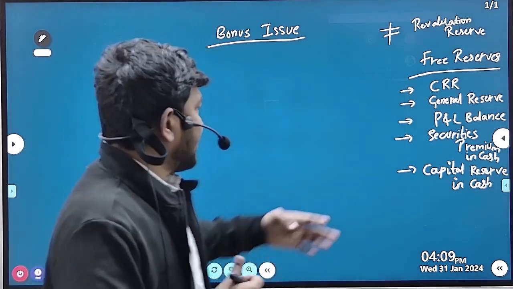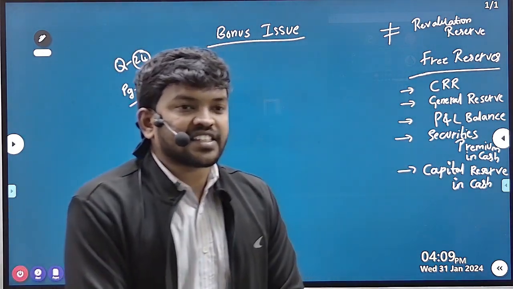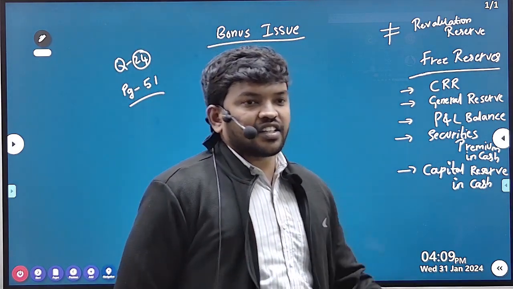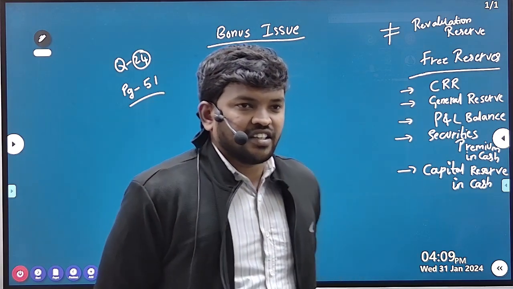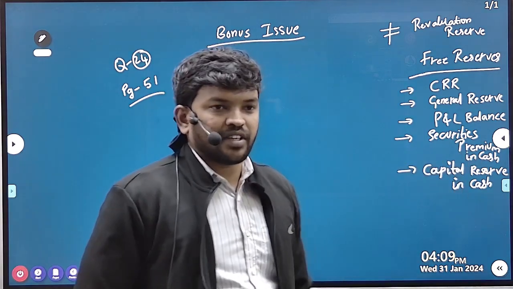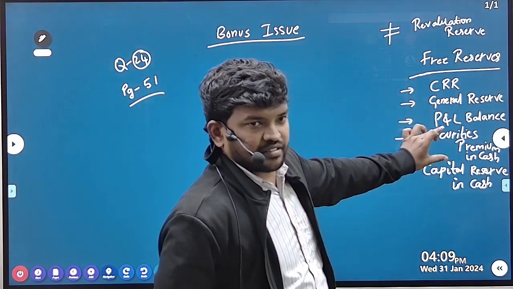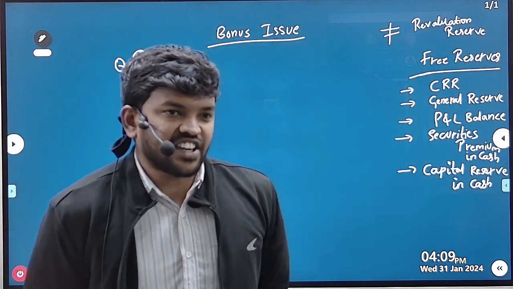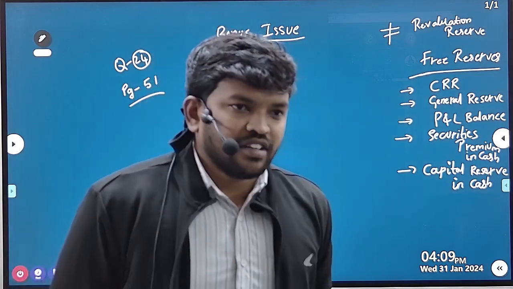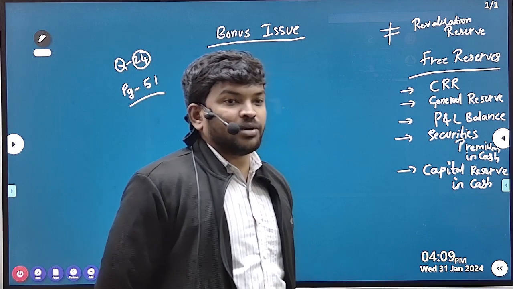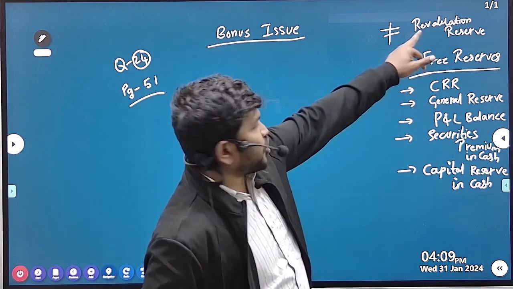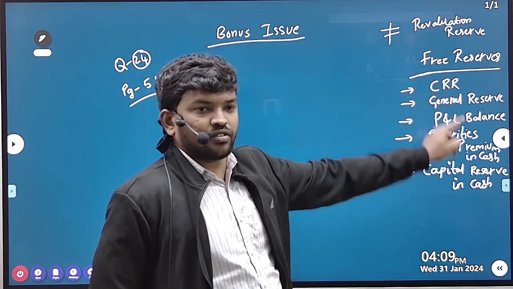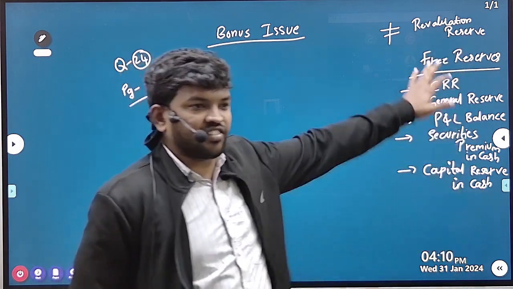Suppose the company is buying an asset and issuing shares. In return, the company is not getting any cash, so you should not utilize that securities premium. This is as per SEBI Act. Then this capital reserve should be realized in cash, same example. What you should not use is revaluation reserve for paying bonus. Make a note of all this. These are all the free reserves.